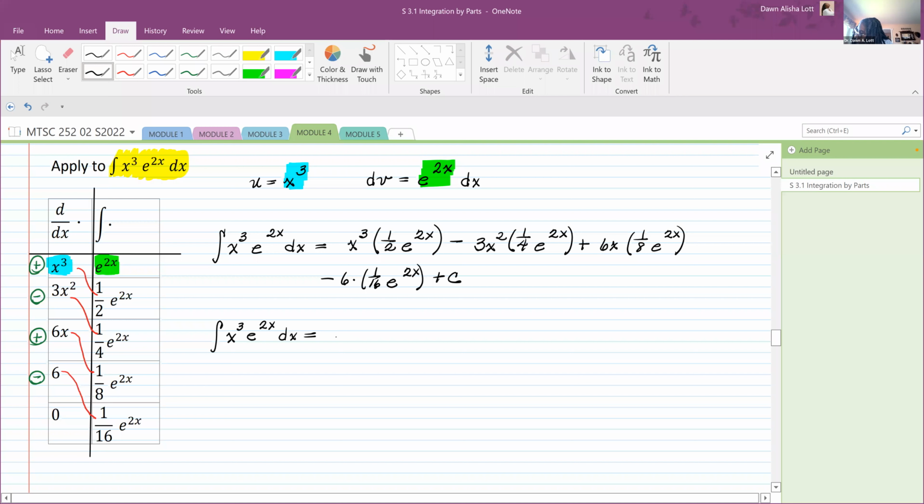Okay, so this is 1/2 x cubed e to the 2x minus 3/4 x squared e to the 2x plus 3/4, that's 6/8 x e to the 2x minus 3/8, that's 6/16 e to the 2x plus my little humble constant at the end.